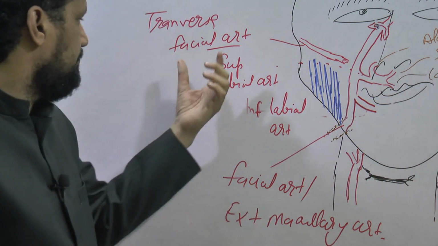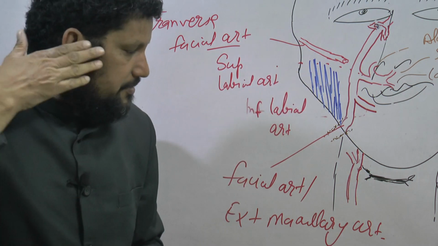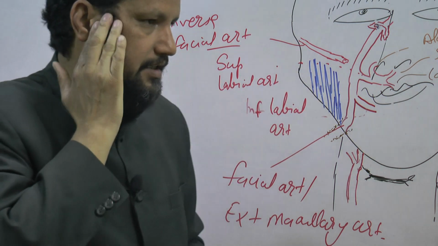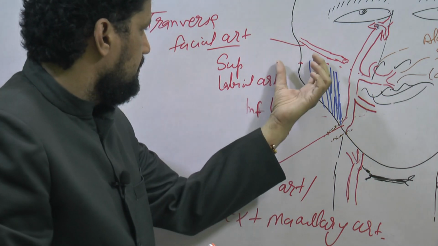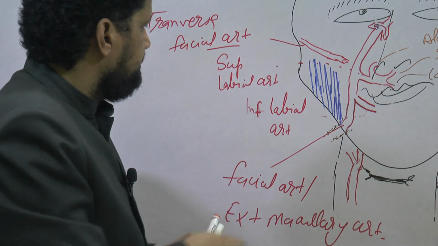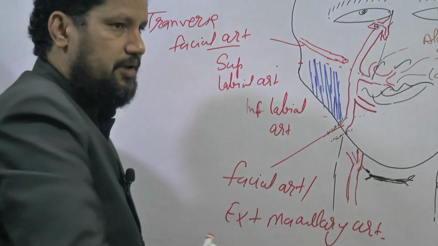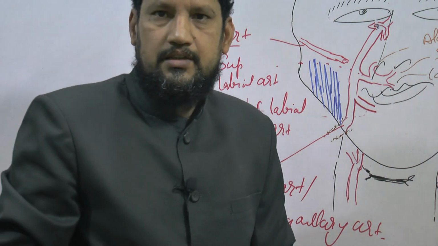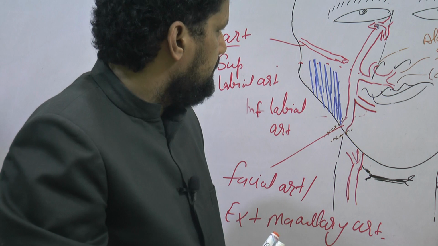taking its origin from the temporal region, running forward between the zygomatic arch and the parotid duct and supplying blood to part of the parotid, part of the masseter and some part of the buccinator. So these are two arteries supplying blood to the face.